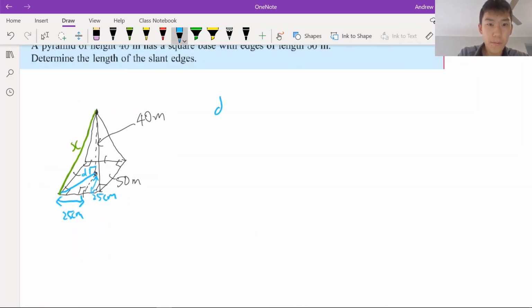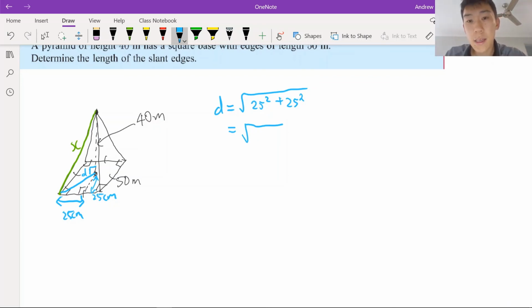Diagrams help a lot. So if I try to find that distance first, D is the hypotenuse, so it's the square root of 25 squared plus 25 squared. What's 25 squared? That is 625, plus 625 is, or use a calculator, 1250. Now, since we need to use Pythagoras' theorem again, we're just going to leave that exact value, because now we can find X.